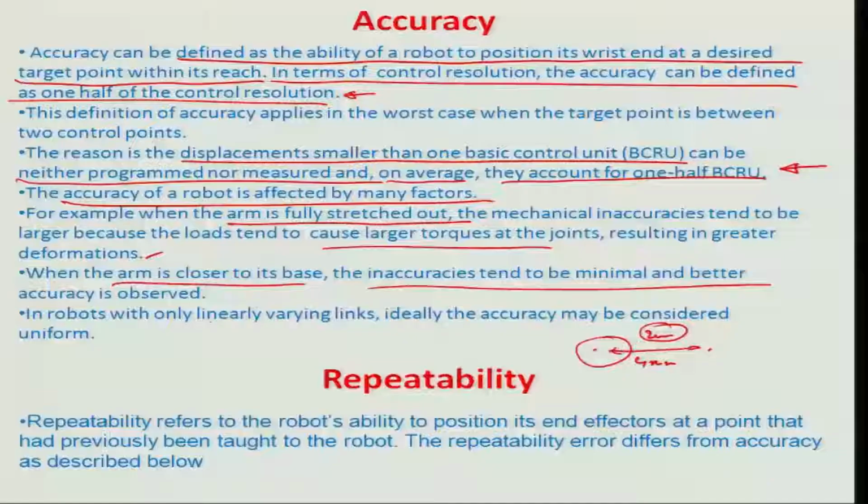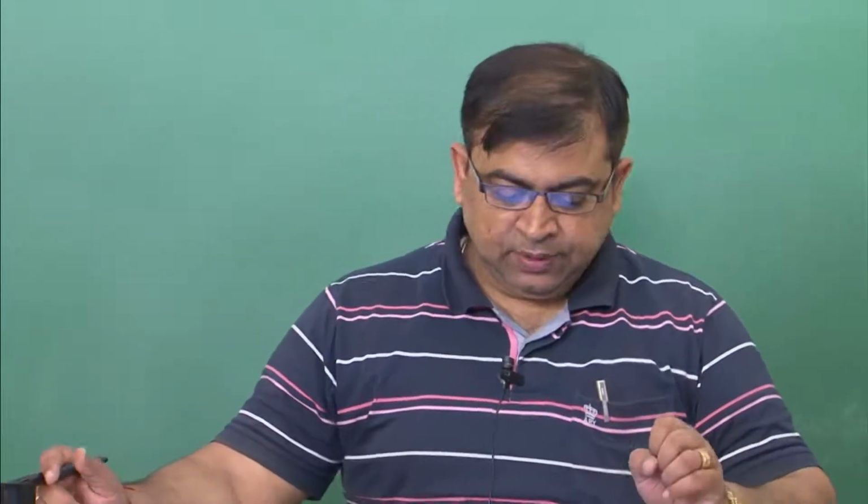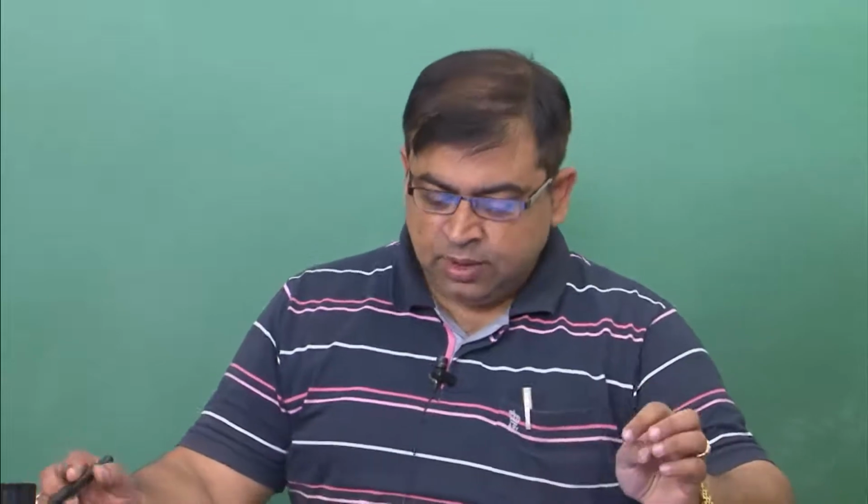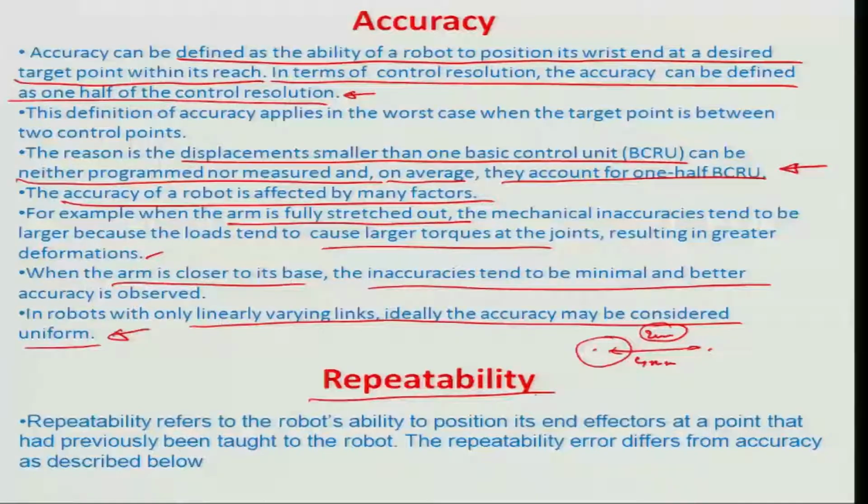In robots with only linearly varying links, ideally the accuracy may be considered to be uniform, but if there are angularly varying links, there are going to be many other factors, like different kinds of stresses because of rotational as well as linear motion, and the accuracy may change because of that. The other aspect is repeatability. This refers to the robot's ability to position its end effector at a point that had previously been taught to the robot.